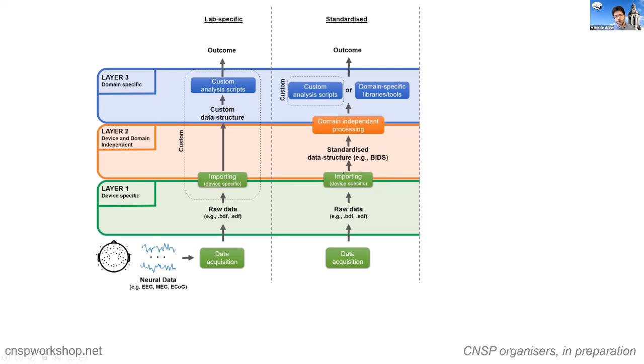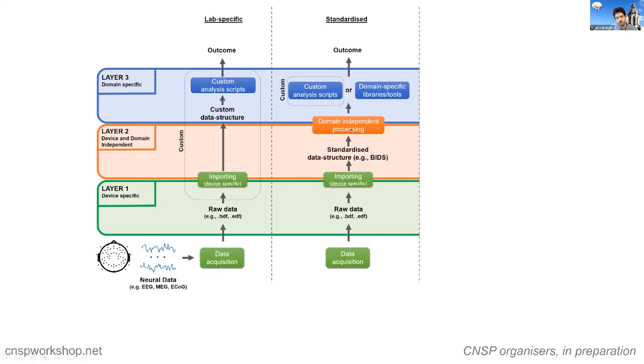you can import your raw data onto these standardized data structures, which I call structures at layer 2, that are device and domain independent. So they are independent from the device, but also independent from the particular application. Are we talking about continuous speech, or ERPs, or some other analysis with fMRI? BIDS can capture a number of things. Then we need to go through a domain-independent processing to extract whatever we need, and then we run some custom analysis scripts. And so we are back to square one.